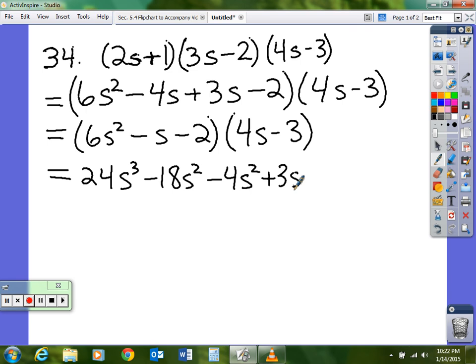Negative 2 times 4s is negative 8s. Negative 2 times negative 3. A negative times a negative is a positive 6. Our job now is to combine like terms. We have two sets of like terms. We have two s squared terms, and we have two s terms.